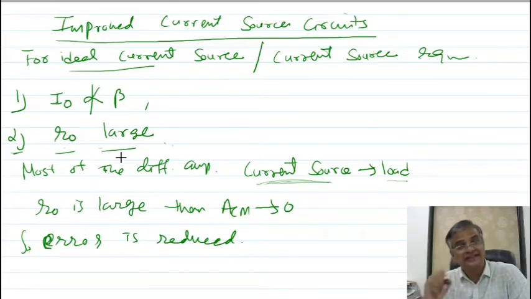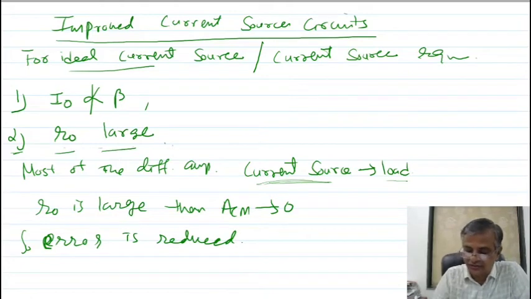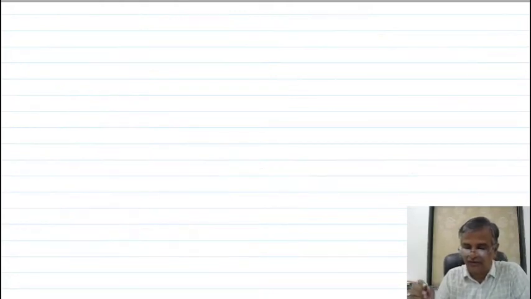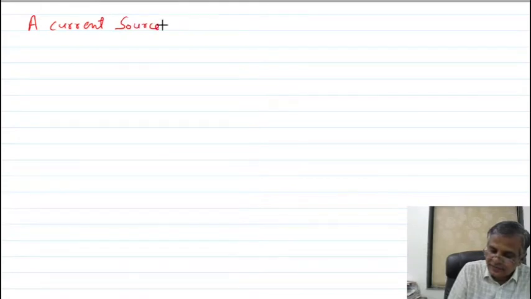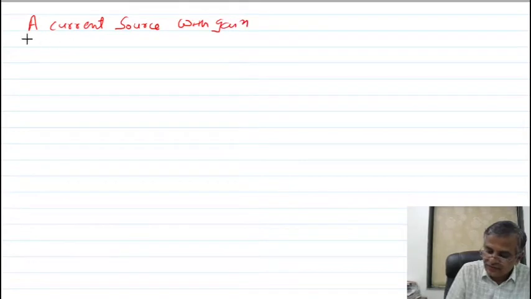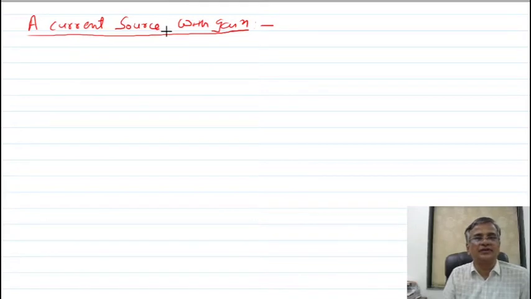So let us see the two circuits one by one. The first circuit I am discussing is a current source with gain. A very simple circuit. In this circuit, IO should not depend upon beta. That we have to see.